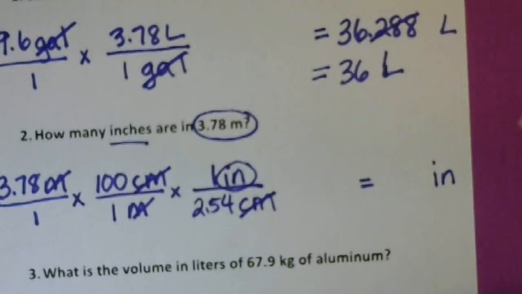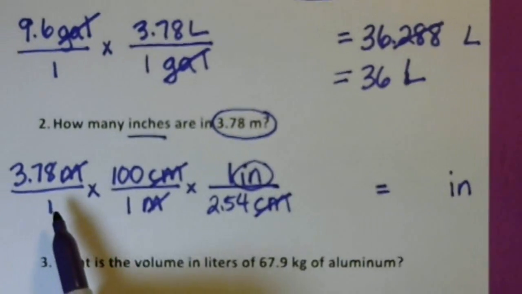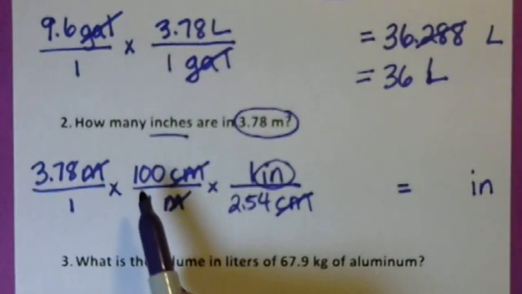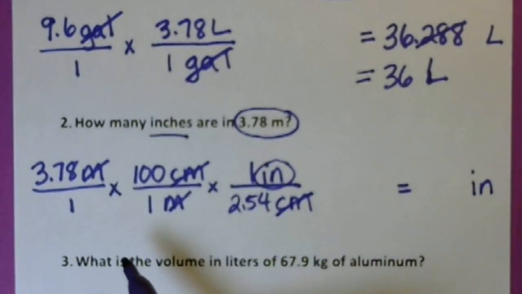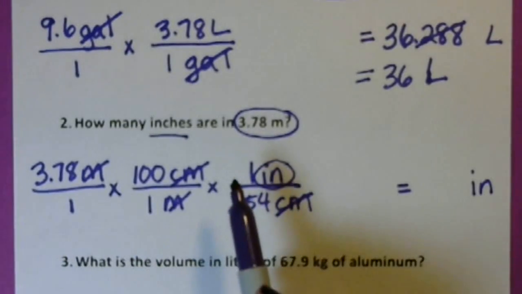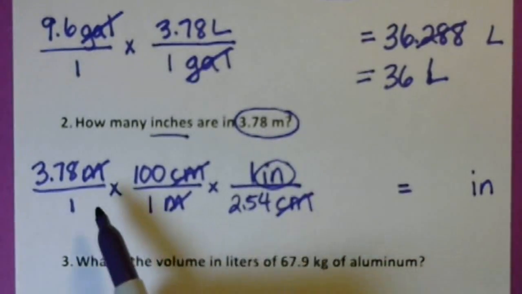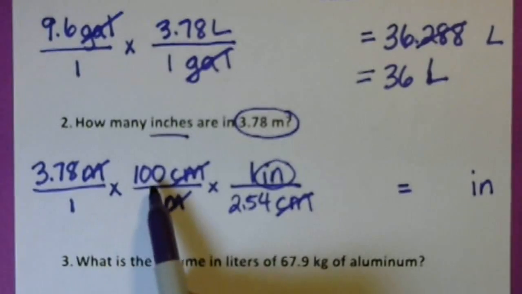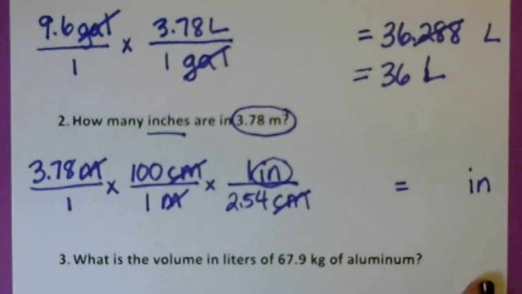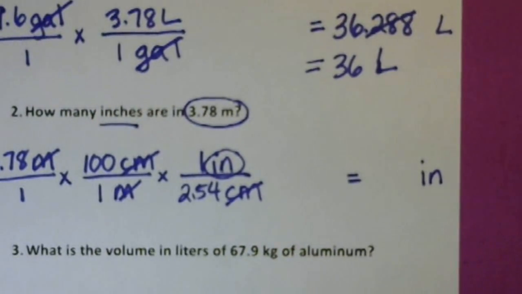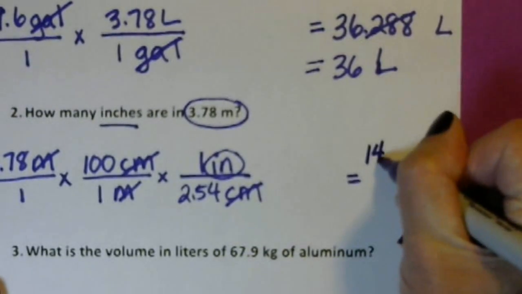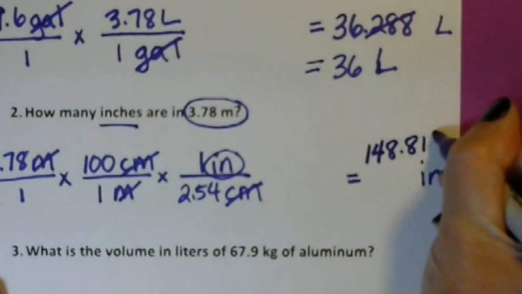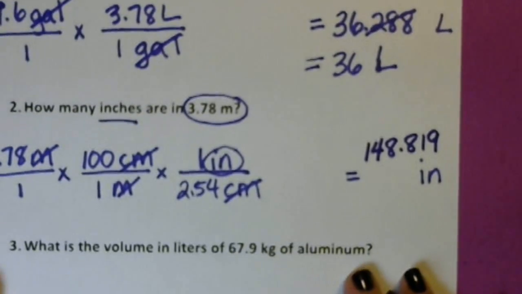Now I'm going to take out my calculator, and I'm going to plug in 3.78 times 100 divided by 2.54. Notice I skipped all the ones. Why? Because if you divide by 1 or multiply by 1, it doesn't change the answer. So I just go 3.78 times 100 divided by 2.54. And what does that get you? Well, on the calculator, it gets you a longer number again, 148.819. Okay, so it gives you a long number.